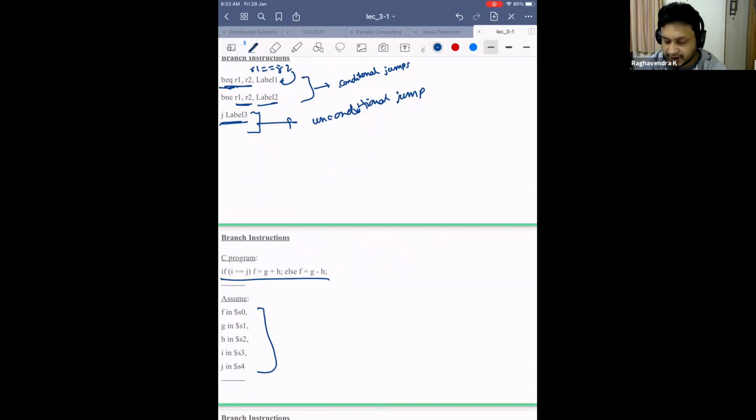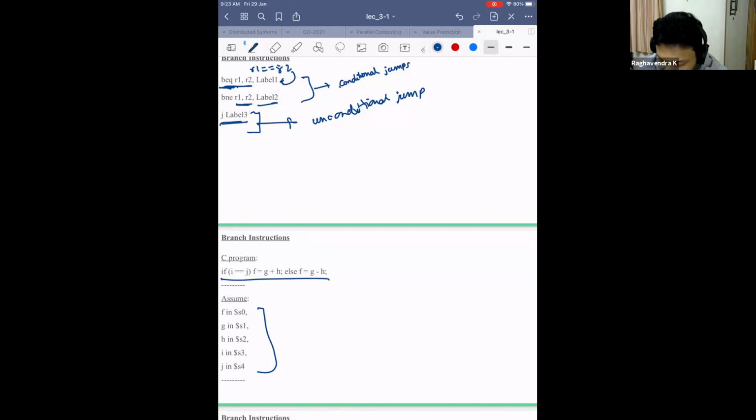Take 2-3 minutes. Even if you don't get the mnemonics right, even if you are writing it as add, it's okay. But you just have to understand how you write this, the C program to assembly code. Just keep in mind that there are branch instructions available to you. I can do branch equal, branch not equal to, I can use jump and things like that.